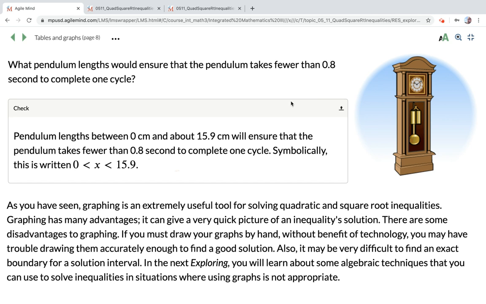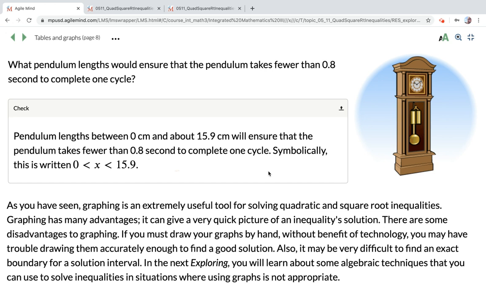Without all that technology, you may not be able to draw the graph very well or accurately enough to find a good solution. Or it might be difficult to find an exact solution, right? Like I wouldn't have been able to graph this by hand and figure out that it hits at exactly, it hits right at 15.9. Like that's insane. So while graphing is awesome and it's great if you have Desmos open and you can graph it and find your stuff, there are some problems. If you don't have the computer in front of you, suddenly it's hard to do.